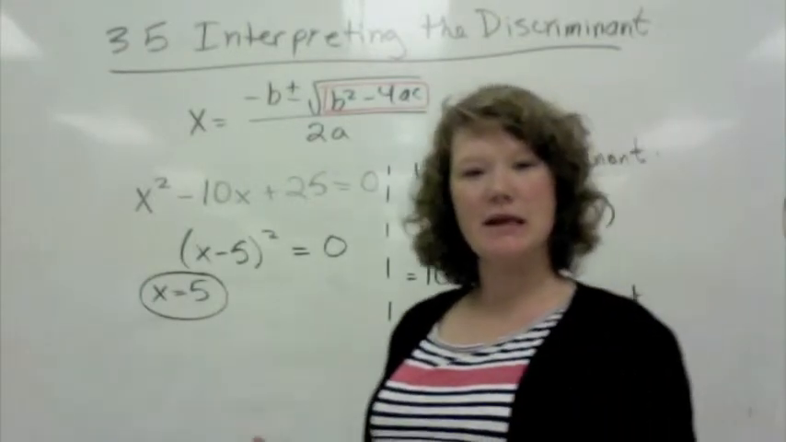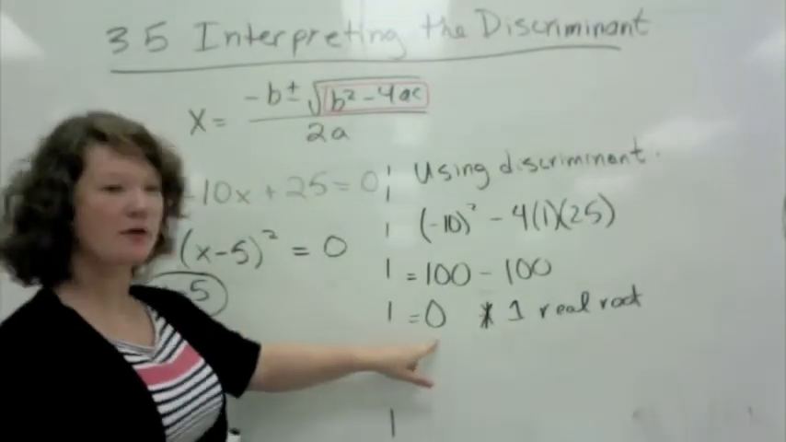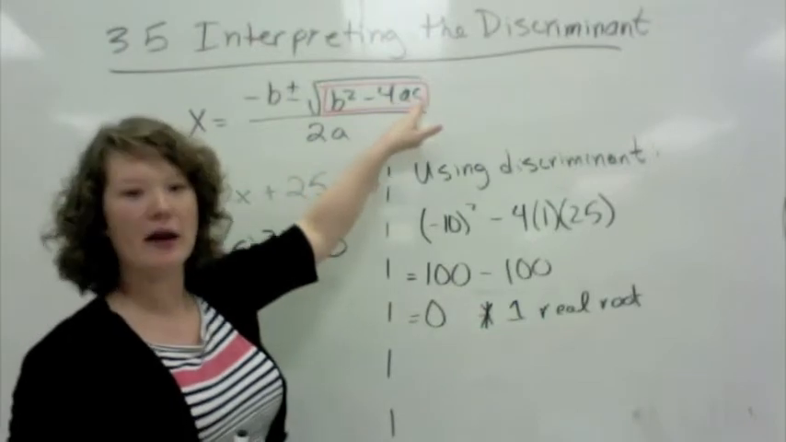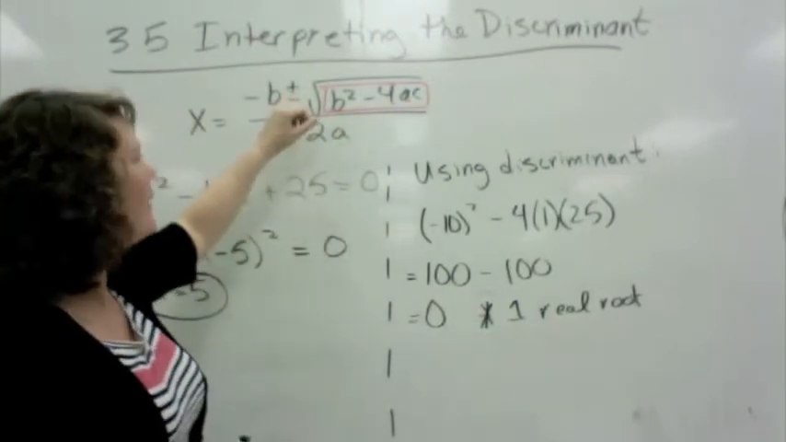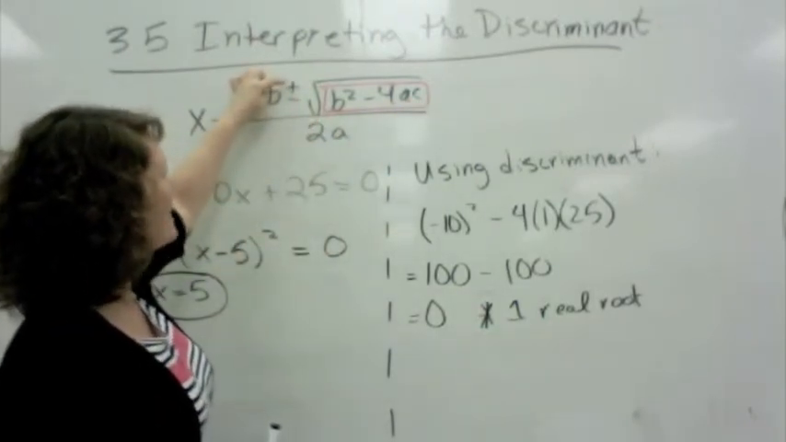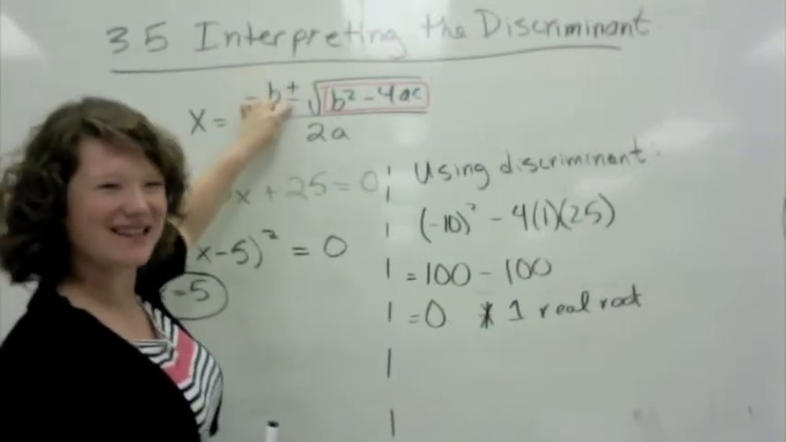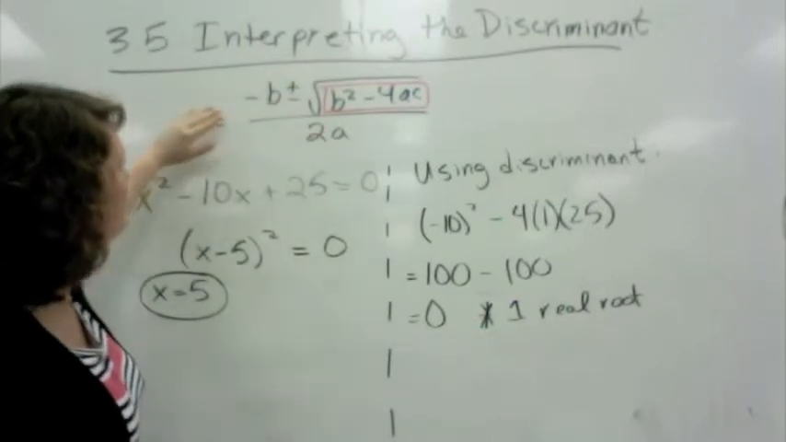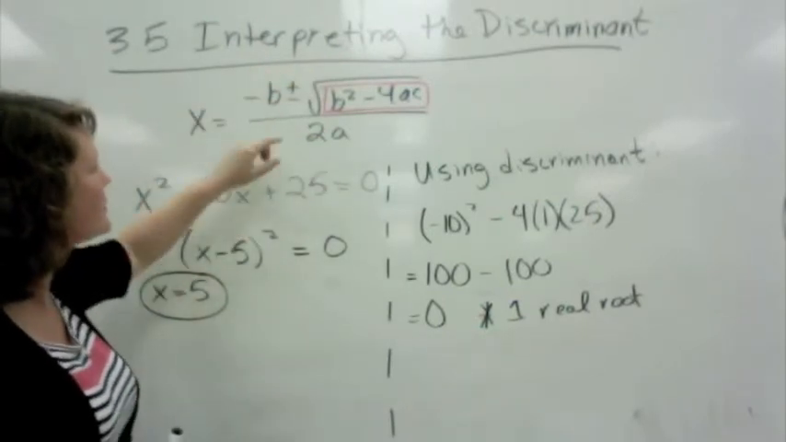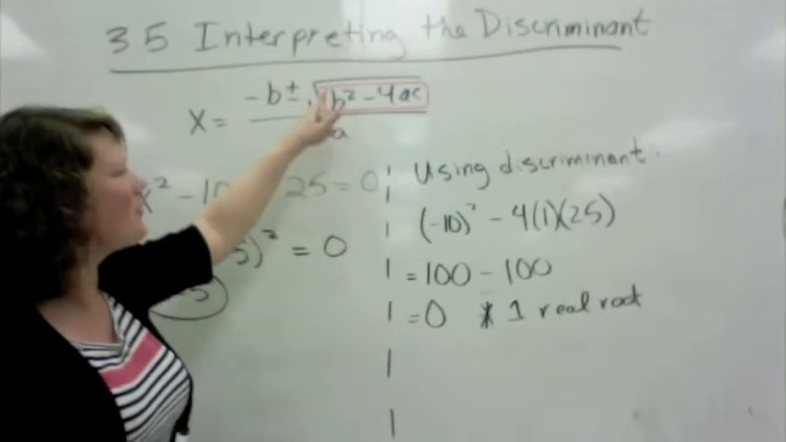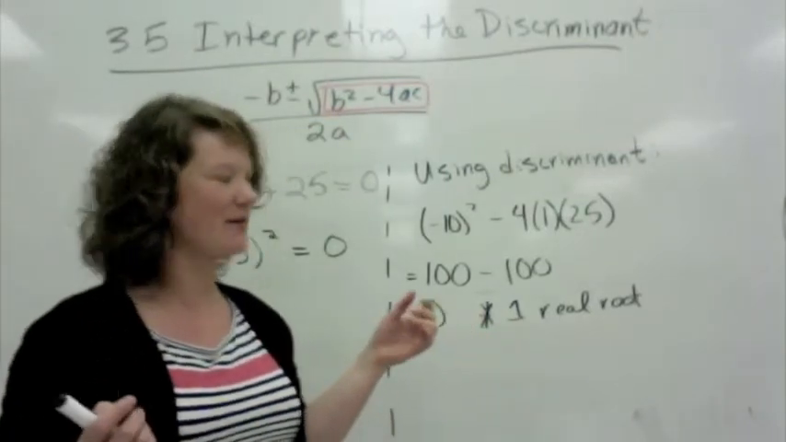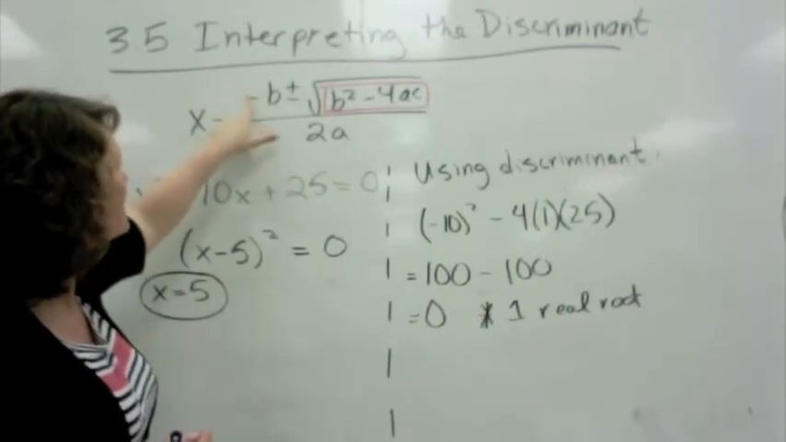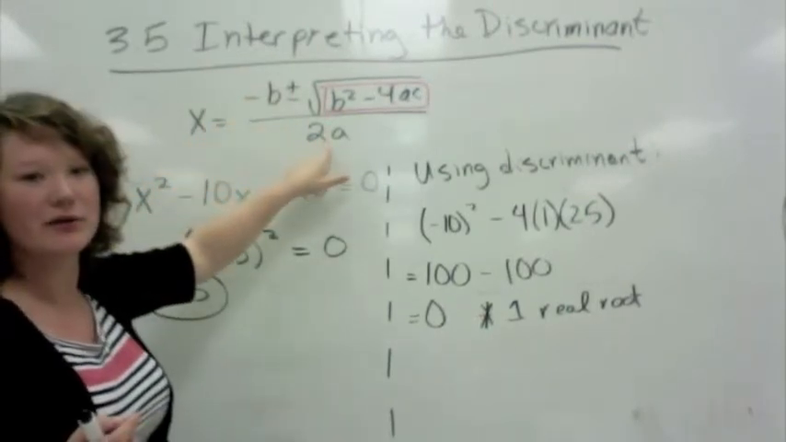All right, so let's think about it. If the discriminant is 0, it means that this portion of the quadratic formula is 0. So then we're adding 0 and subtracting 0. In general we would have two different solutions, but since this is 0, we would be adding and subtracting 0. That doesn't make a whole lot of sense. All we would be left with is negative b over 2a.